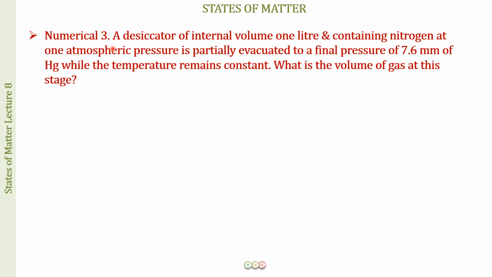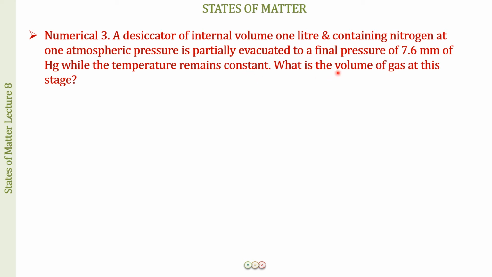Now we have a desiccator of internal volume 1 liter. Okay, and it has what gas into it? It has a nitrogen gas at 1 atmospheric pressure. So this is the P1 and V1 that is given to you, and then it is being partially evacuated to a final pressure of 7.6 mm of mercury. The temperature remains constant, and what you have to tell is the volume of the gas.